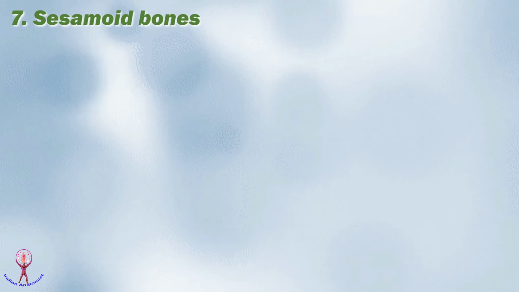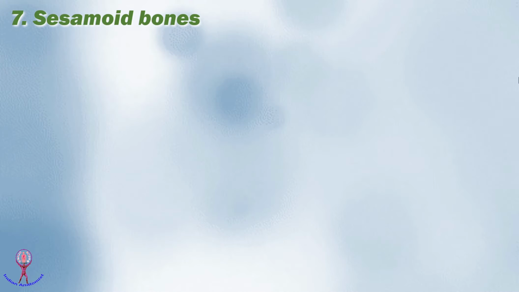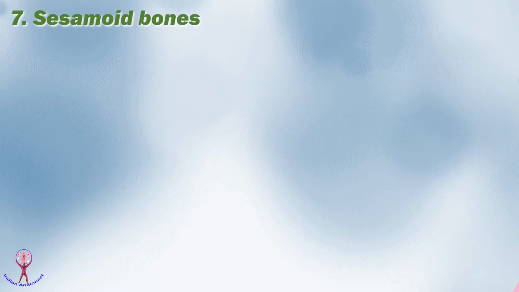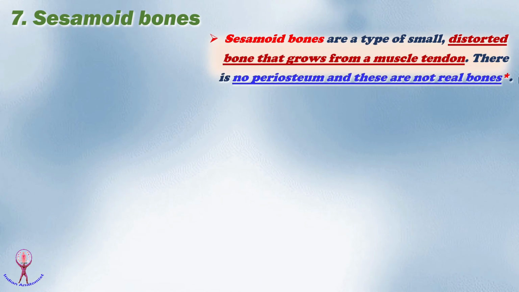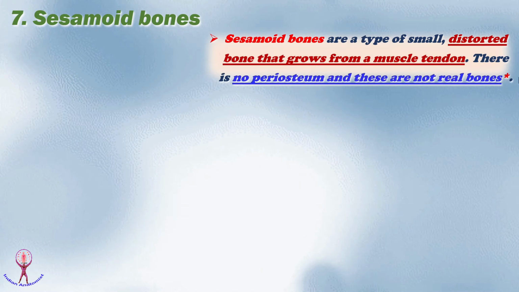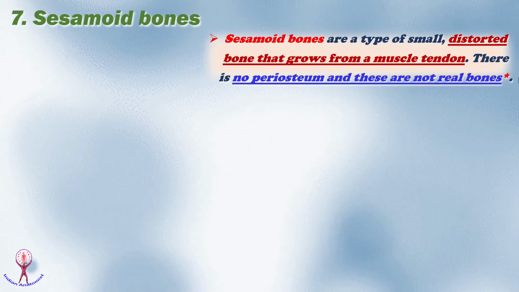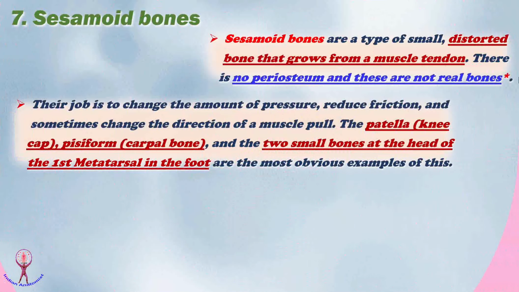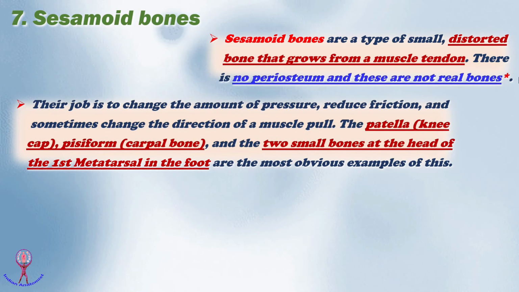The final type of bone, from the classification according to their position, is sesamoid bone. What are sesamoid bones? Sesamoid bones are a type of small, distorted bone that grows from a muscle tendon. There is no periosteum and these are not real bones. Their job is to change the amount of pressure, reduce friction, and sometimes change the direction of a muscle pull.